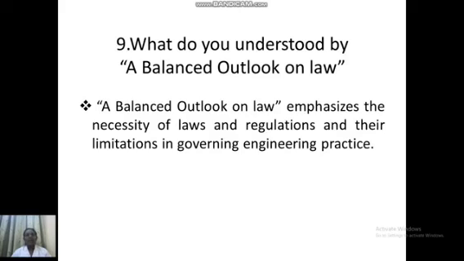Ninth question. What do you understand by a balanced outlook on law? A balanced outlook on law emphasizes the necessity of laws and regulations and their limitations in governing engineering practice.